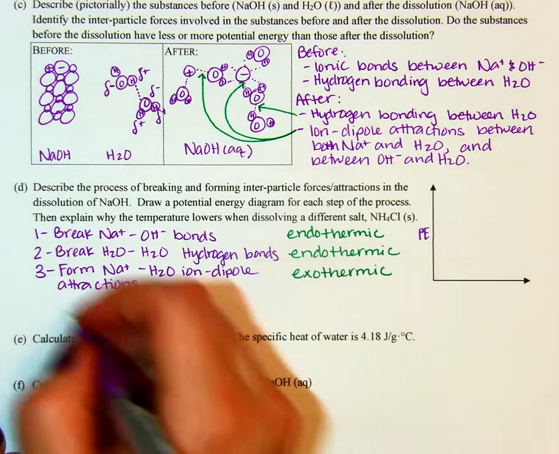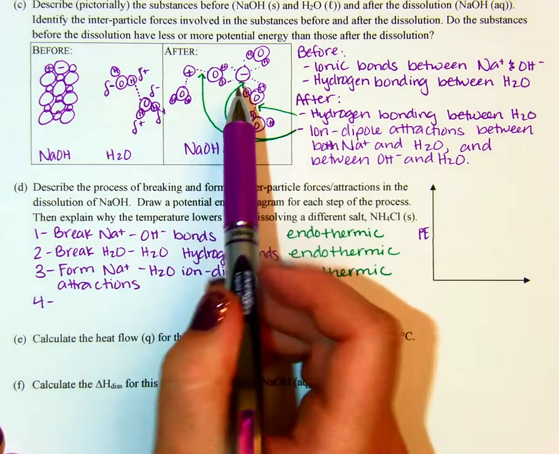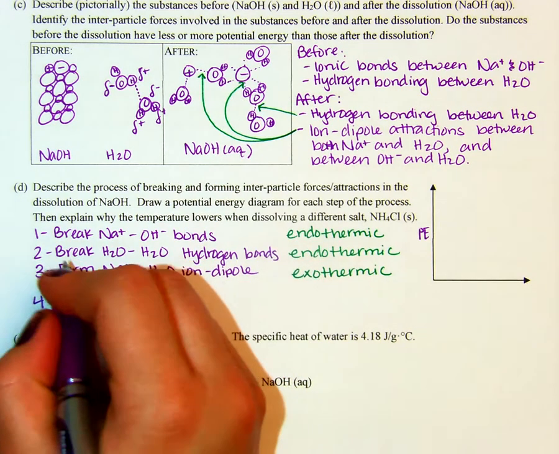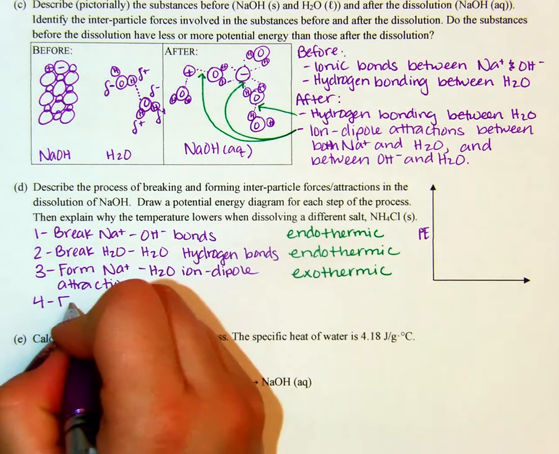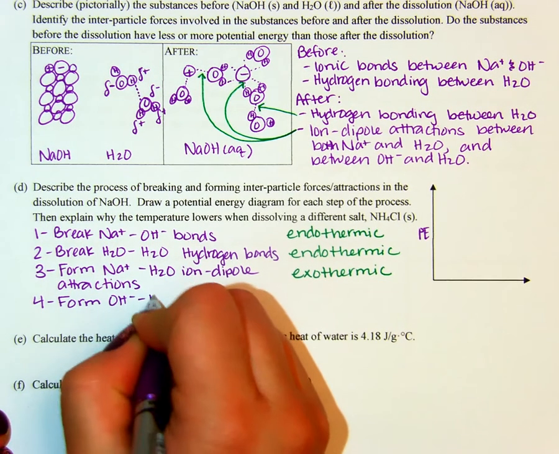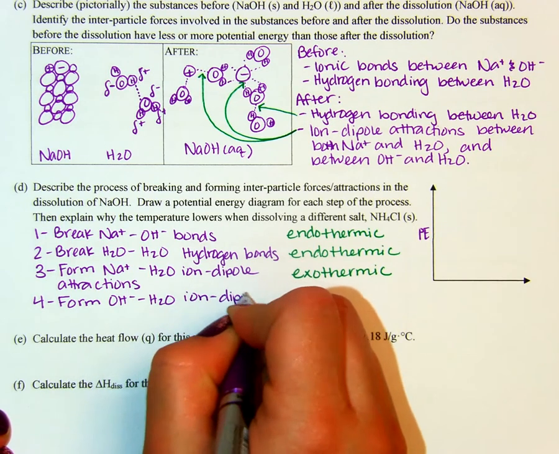And then finally, step 4, we're going to form our hydroxide ion dipole attractions with water. So form hydroxide to H2O ion dipole attractions.